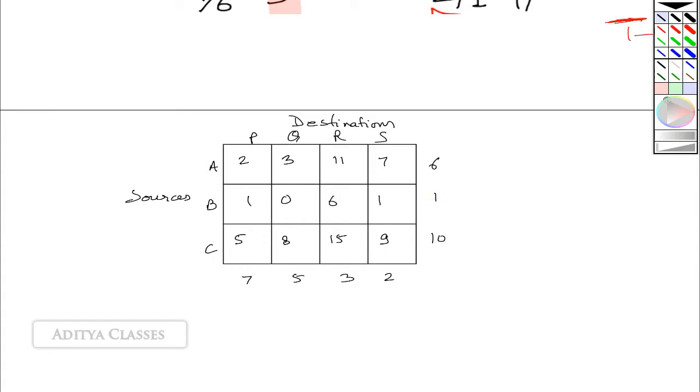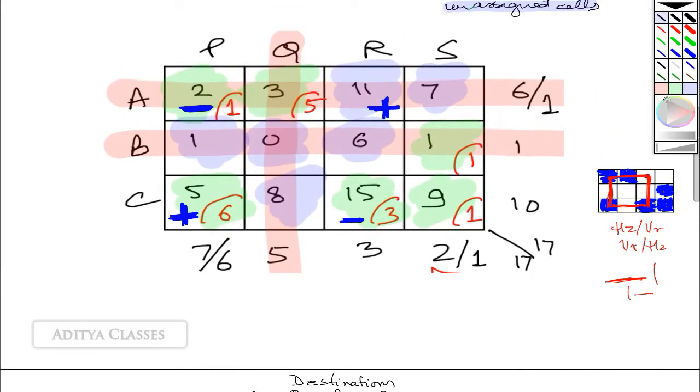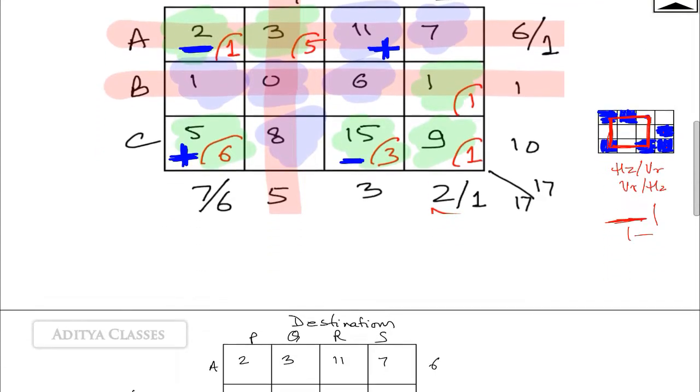Now, these 4 cells I am about to change. So I will not be touching them. But the remaining ones can be copied directly. What are the remaining ones? 5, 1, 1.